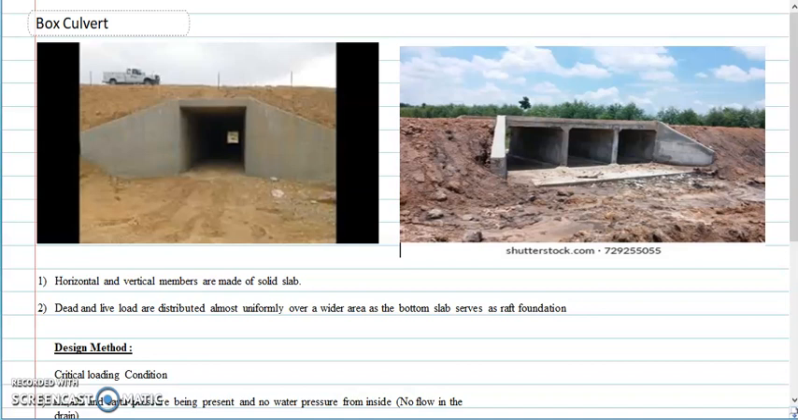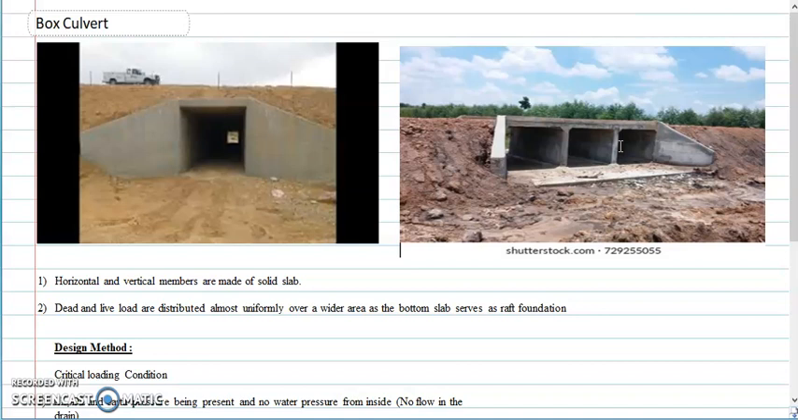Now box culvert consists of a RCC box like it is shown in the picture here. So it's like a box or it is a series of boxes. It can be either one box or it can be 3, 4, 5 boxes also. So it's basically the RCC box of square or rectangular opening with span generally restricted to 4 meters. So the span of this is restricted to 4 meters.